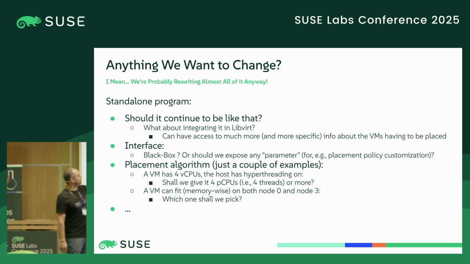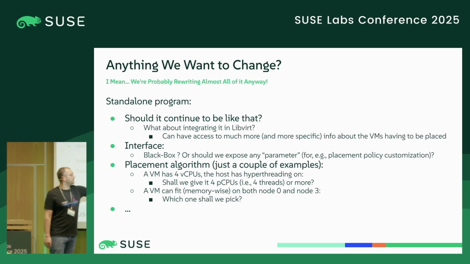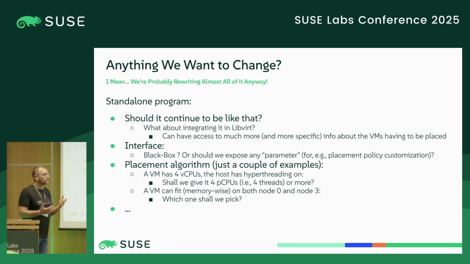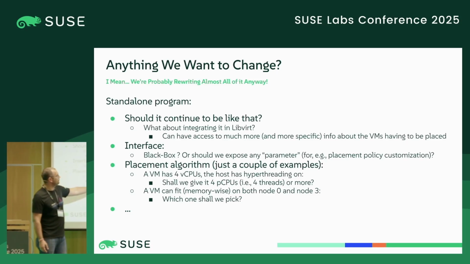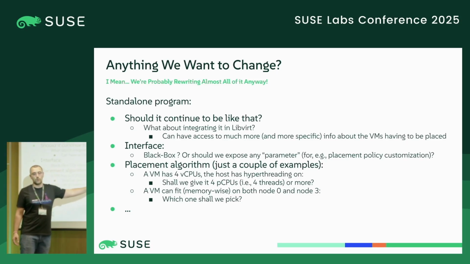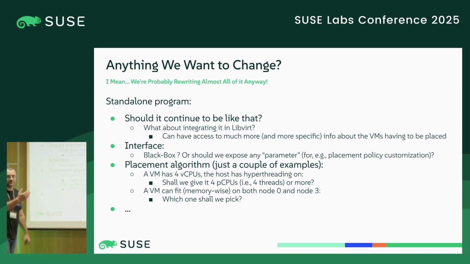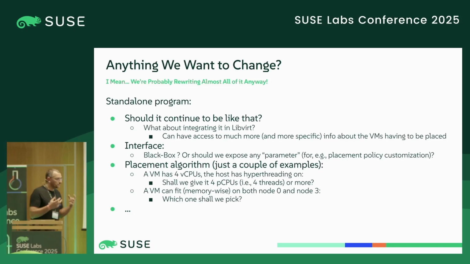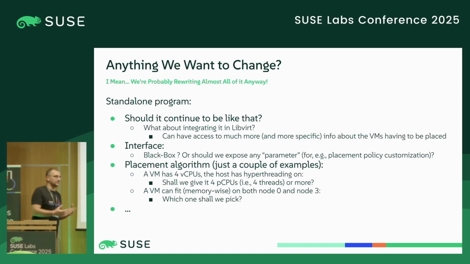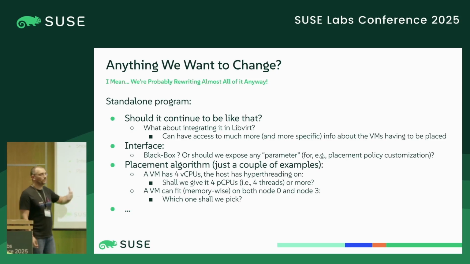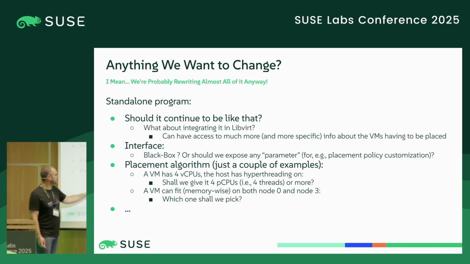You have a VM with 4 virtual CPUs. The host has hyper-threading on. As we know, threads are not proper CPUs. What do we do? Shall we give the VM 4 physical CPUs, meaning 4 threads? Shall we give it more? Right now, for example, by default, NUMAD gives the VM more than that, because it makes this consideration that hyperthreads are not proper CPUs. But is it something that we always want? We want parameters.